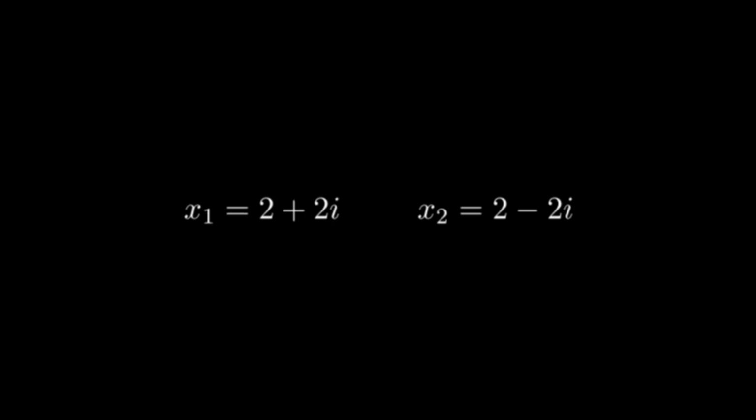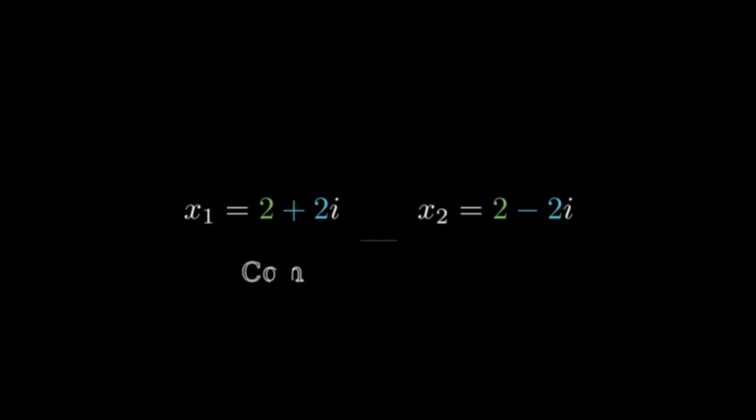Looking at these solutions, we can identify their parts. Both have the same real part, which is 2. The real part represents the horizontal position when we plot these numbers on the complex plane. However, their imaginary parts are opposites, plus 2i versus minus 2i. The imaginary part represents the vertical position on the complex plane. So these solutions are reflections of each other across the horizontal axis.